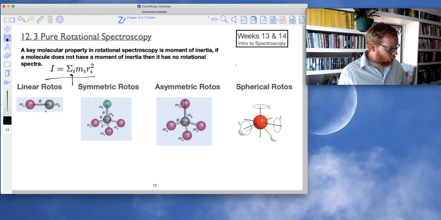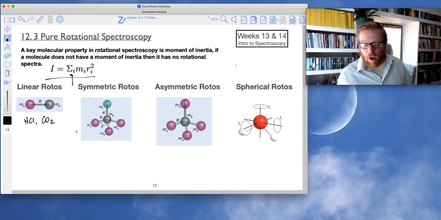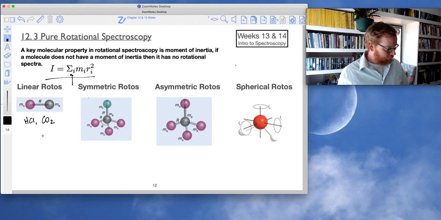We have linear rotors, and HCl is our classic example of a linear rotor. So examples are HCl, something like CO2, right? So linear molecules. It doesn't just have to be a diatom. It could be something like carbon dioxide as long as it's linear.